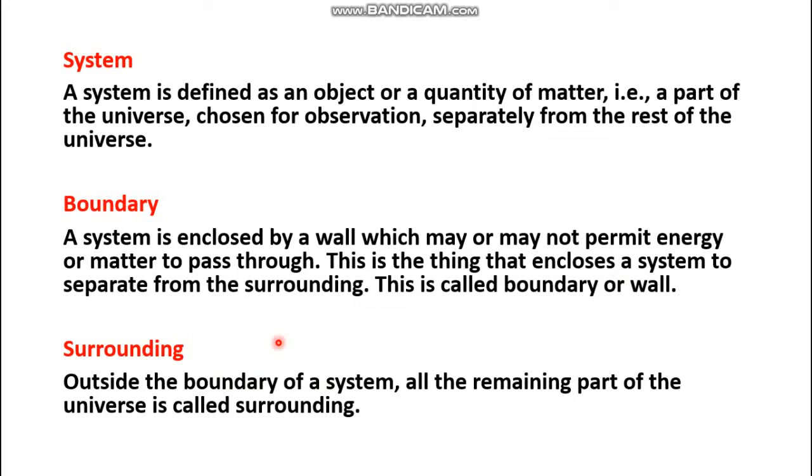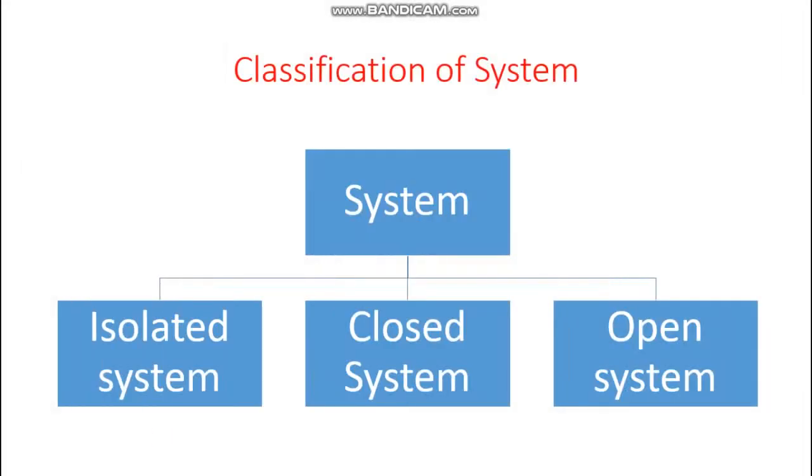Okay, now come to the point, surrounding. So as I have said, the rest of the part of the universe apart from the system is the surrounding. So what is the definition of surrounding? Outside the boundary of a system, all the remaining part of the universe is called surrounding. Now, classification of systems. Systems are generally of 3 types: isolated system, closed system and open system.